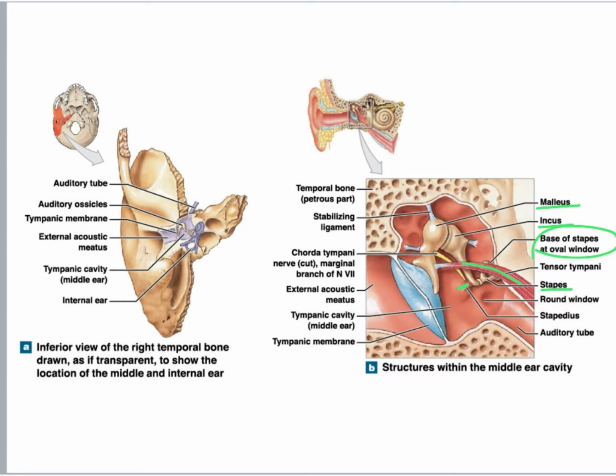As you can see here, the middle ear is connected to the auditory tube, which opens up to the nasopharynx, which is the upper part of our throat. This tube helps equalize the pressure that's inside of the tympanic membrane to the pressure on the outside of the tympanic membrane.